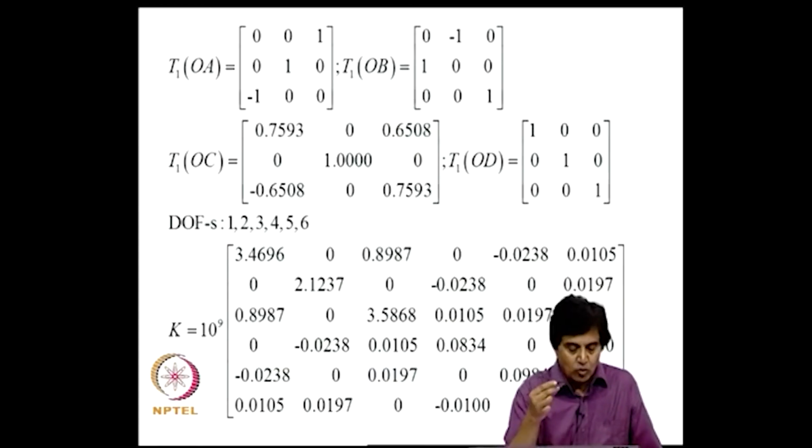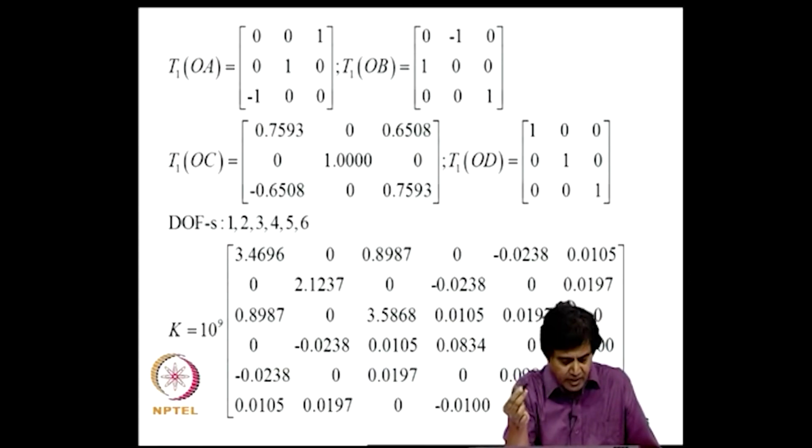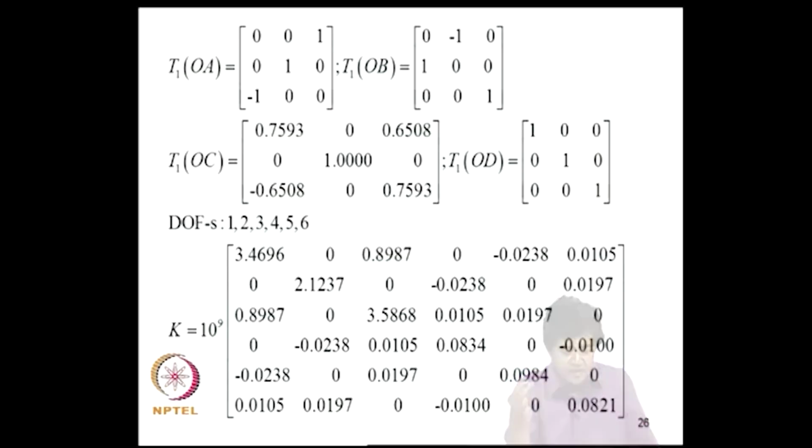So, we have to be able to do the calculations for the global stiffness matrix. First, we have to find the transformation matrix for each of the elements. I have given T1 for the position vectors OA, OB, OC and OD using the procedure that we outlined. You get these 4 matrices. Then, by treating 1, 2, 3, 4, 5, 6 as degrees of freedom and imposing boundary conditions and so on, the reduced structural stiffness matrix, which is 6 by 6, is obtained as shown here.